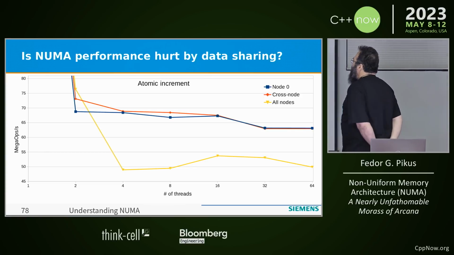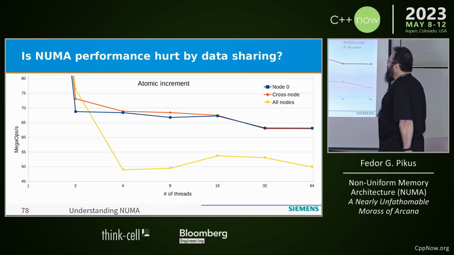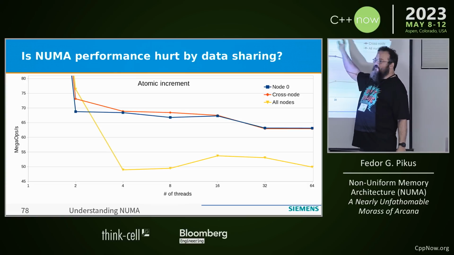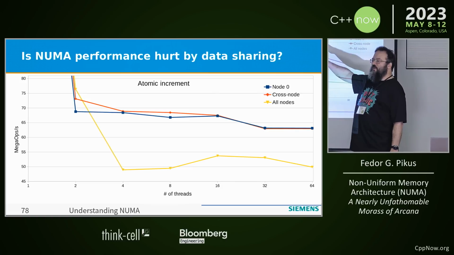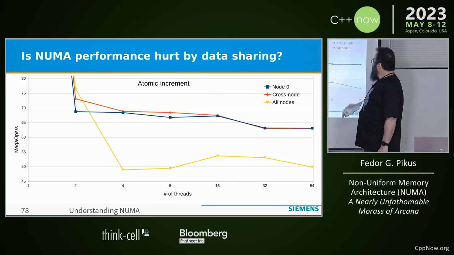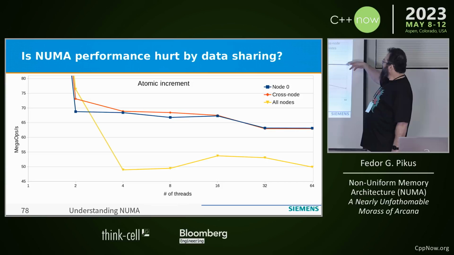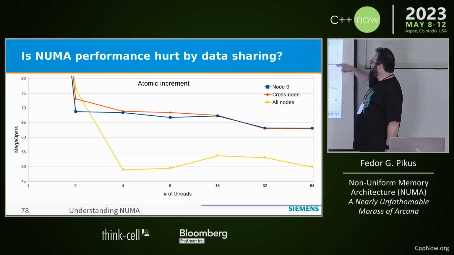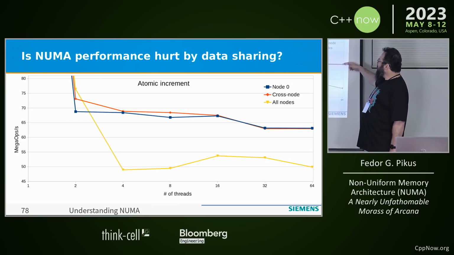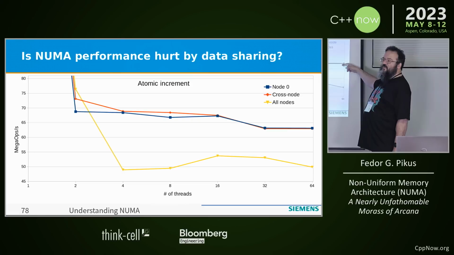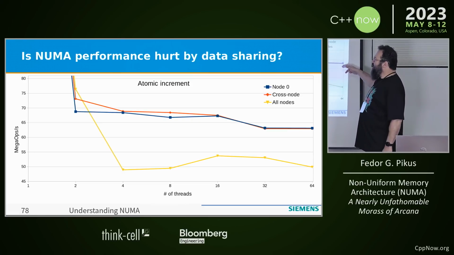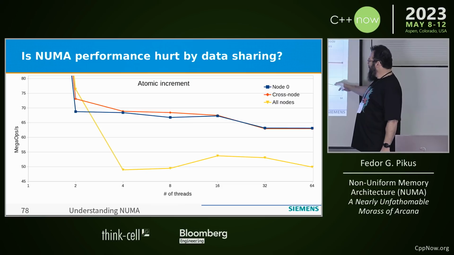Okay, if that's true, we should be able to show it very simply. Here is a single atomic increment. Forget the parallel for each, just an atomic increment. And here it is. Everything is on node 0. CPU is on node 0, memory is on node 1. Didn't make any difference, as expected. One atomic variable, who cares? It's not even in memory most of the time.